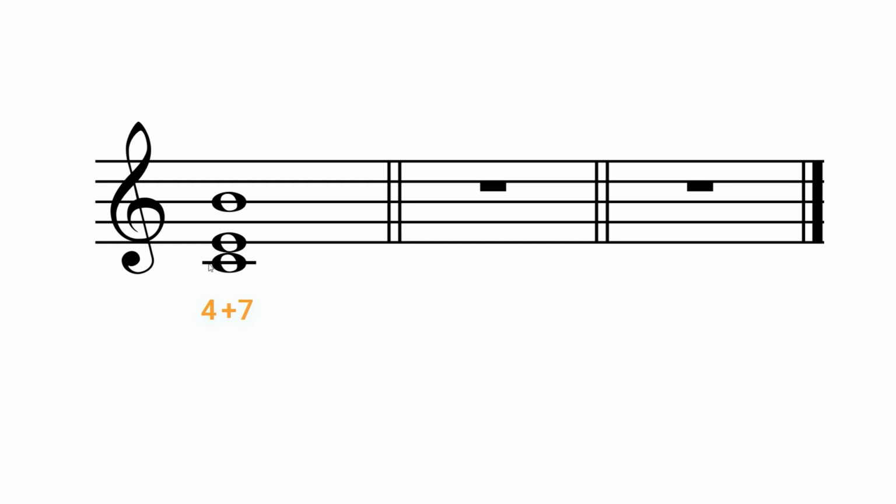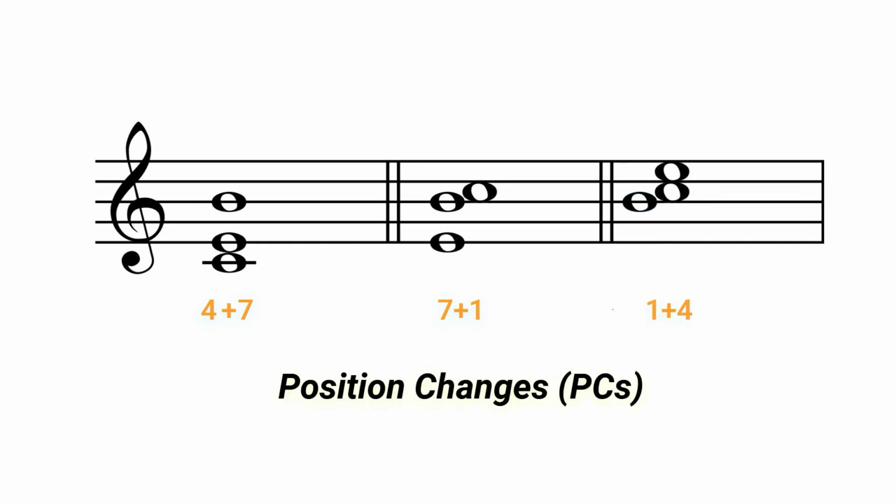Every vertical structure can show up in different positions. So let's take the bottom note and put it up 1 octave. This changes the numbers to 7 plus 1. From the E to the B is 7 half steps. From the B to the C is 1. And we can do the same thing again and put the lowest note in an octave position. And this leads to a 1 plus 4. These are called position changes, or PCs in short.